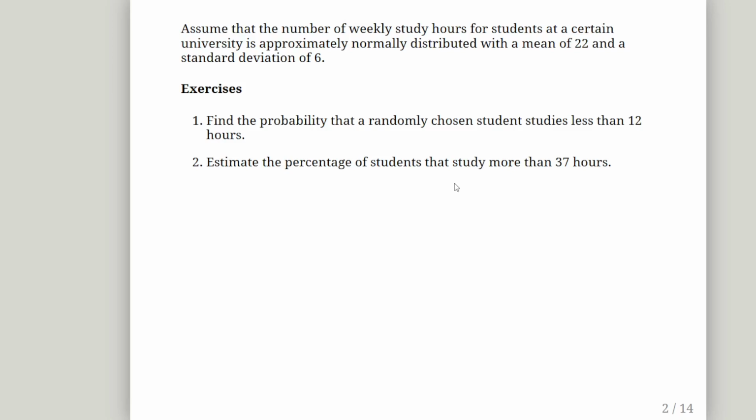Assume that the number of weekly study hours for students at a certain university is approximately normally distributed with a mean of 22 hours and a standard deviation of 6 hours. Find the probability that a randomly chosen student studies less than 12 hours a week, and estimate the percentage of students that study more than 37 hours per week.